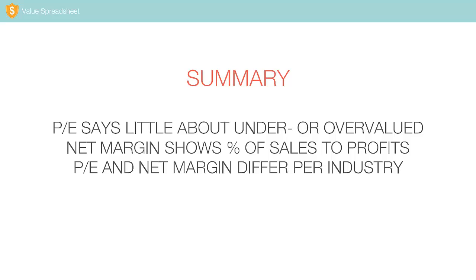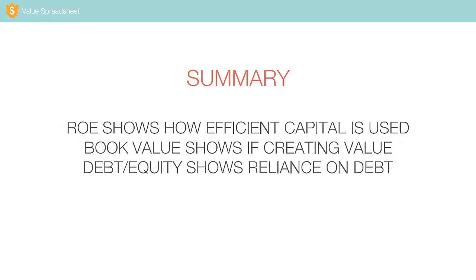Both PE and net margin differ greatly per industry, which makes them unsuitable to compare companies across industries. Return on equity shows you how much net income a company earns per dollar of equity, or in other words, how efficient a company uses its equity to generate profits. While book value is often inaccurate, the growth of book value per share over time gives you a general sense of whether a company is creating value or destroying value.